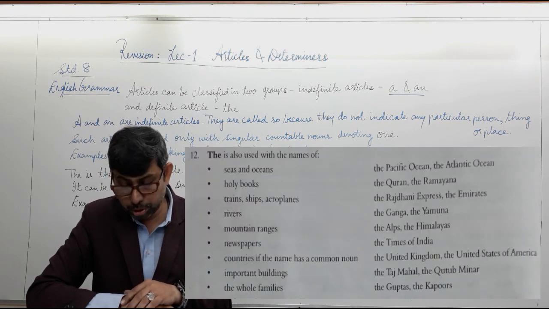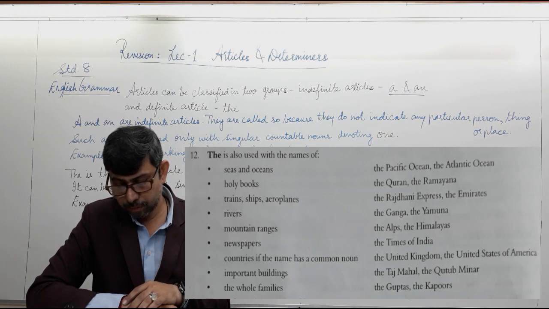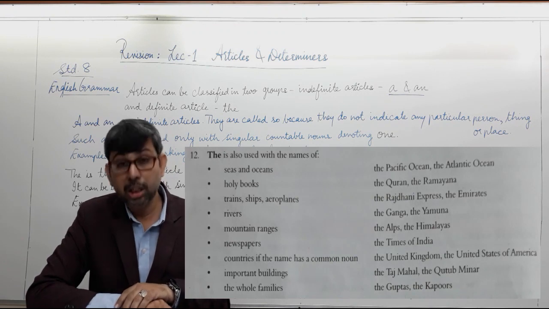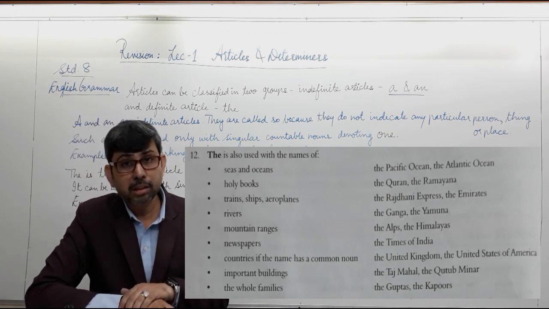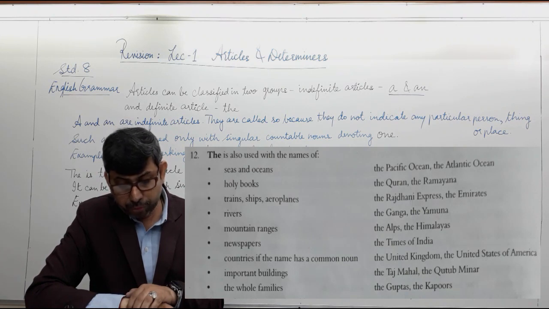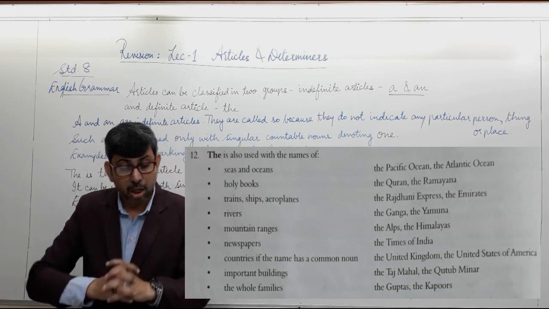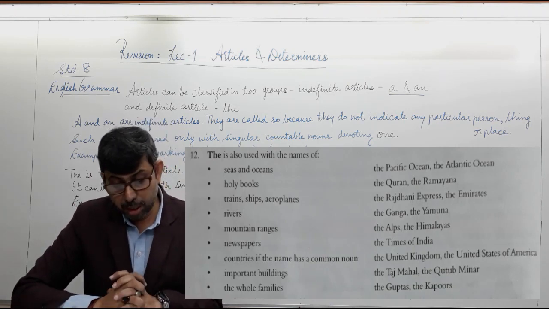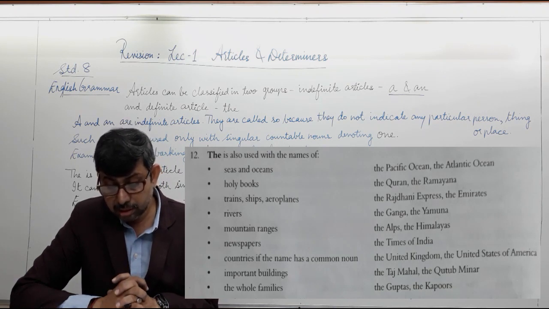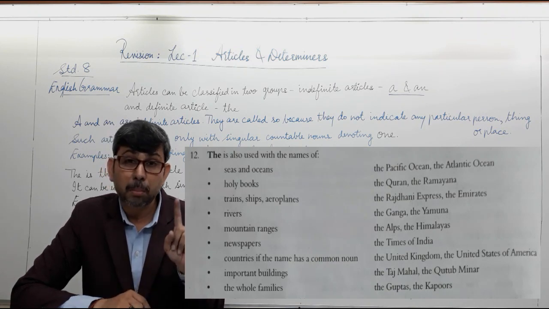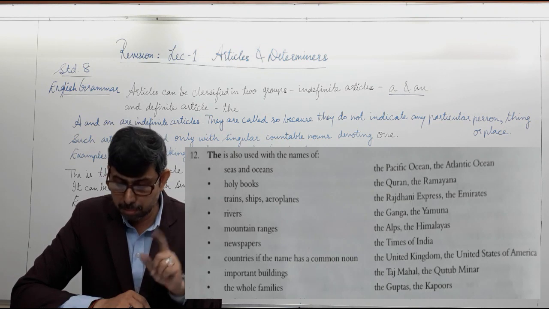With the names of holy books: the Quran, the Ramayana, the Mahabharata. With names of trains, ships and aeroplanes: the Rajdhani Express, the Emirates, the British liner. With names of rivers: the Ganga, the Yamuna, the Godavari. With names of mountain ranges, we use the article the: the Alps, the Himalayas. But we don't use it with singular mountains, only with mountain ranges. Keep this in mind.